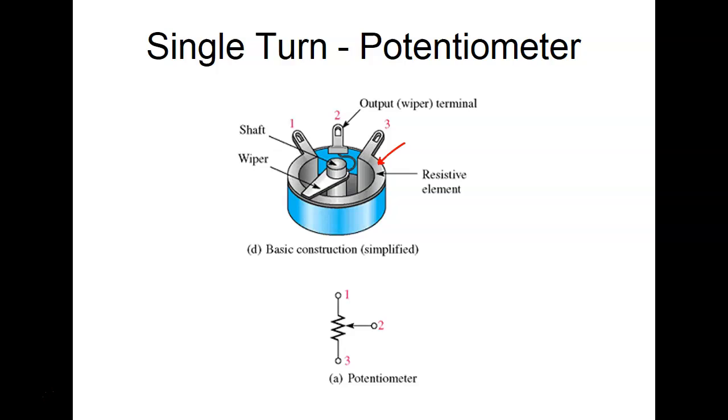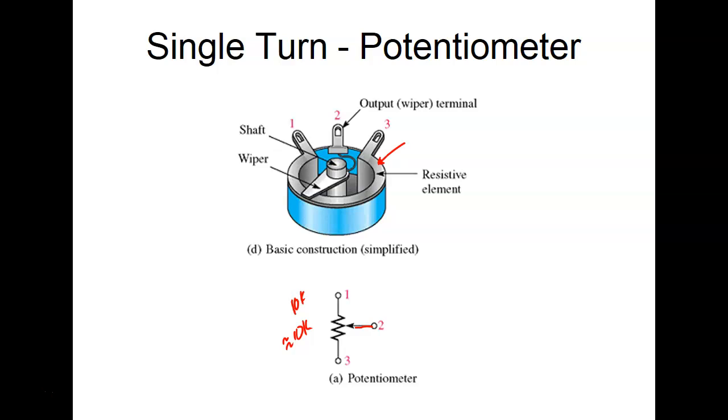And as we move the potentiometer control, whatever's moving this. By the way, if it's a 10K pot, then between 1 and 3, you're going to measure 10K. That's what we mean by a 10K pot. That's what it measures between 1 and 3. What varies is what we measure between 2 and 3 or 2 and 1, depending on which one you use as a common.